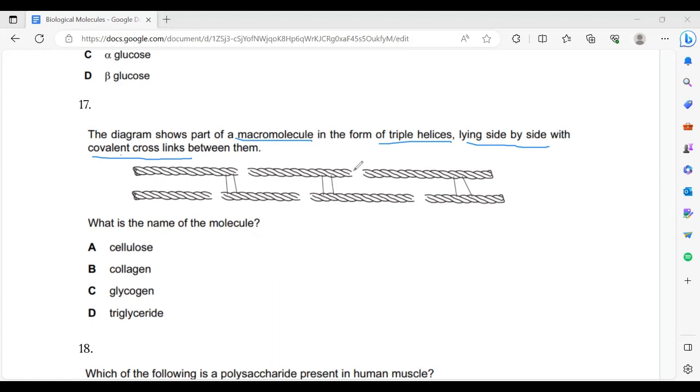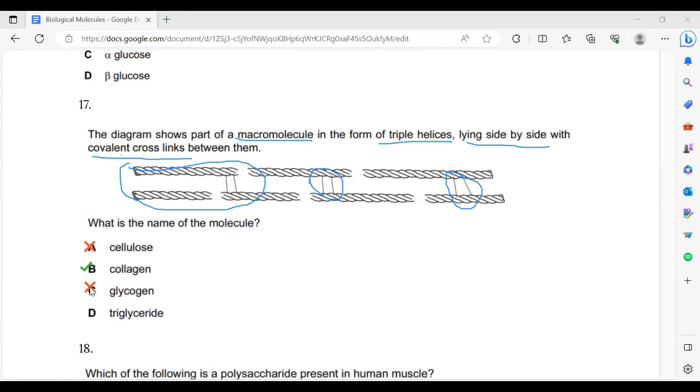If you do not have an idea of what the answer could be just by reading the question, you can take help of the diagram given here. There are similar diagrams in your textbook. By remembering the diagrams from your textbook, you can see that this is similar to collagen. So our answer is collagen. It's not cellulose, because cellulose does not form any triple helixes, and it's not glycogen because glycogen is a branched molecule, and this is not branched.